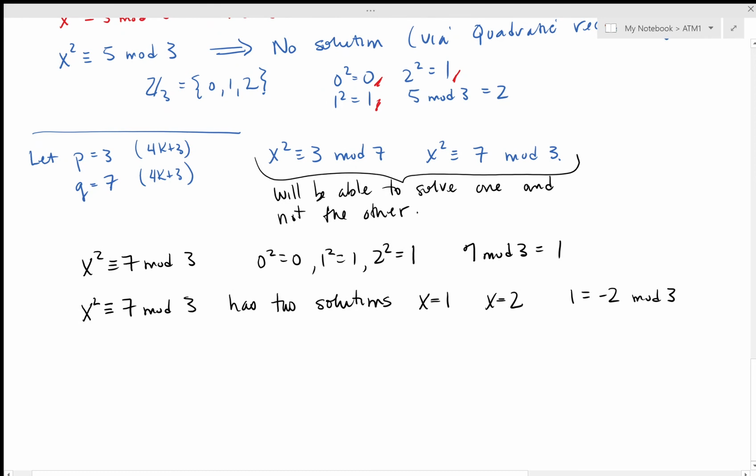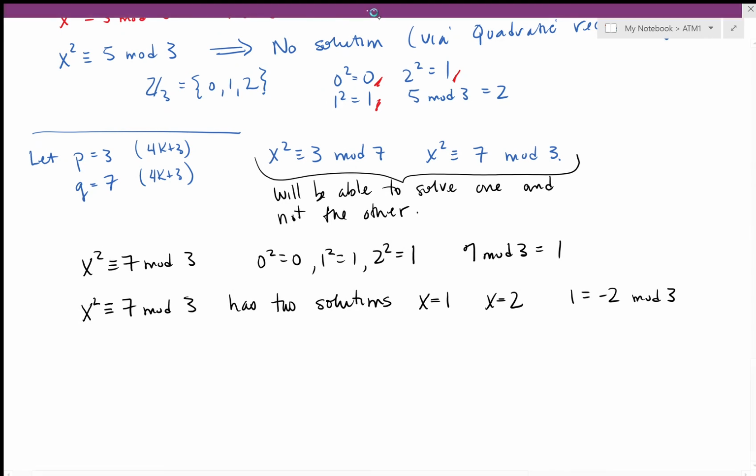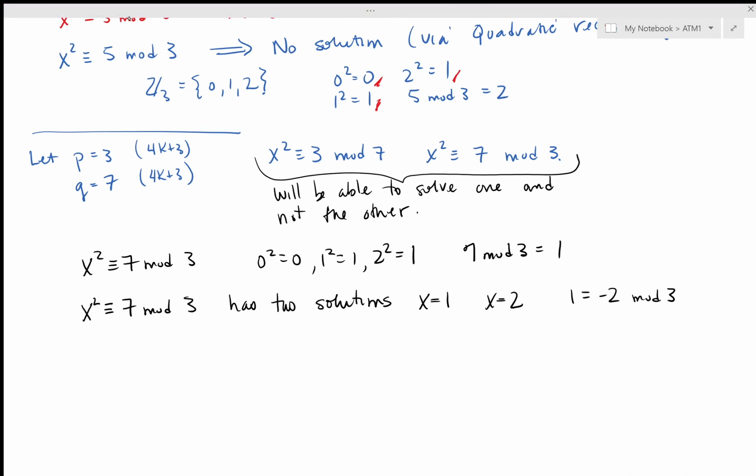Okay, now what do I know? I now know I've solved that one. So then I look and I now know, with no further calculations, that this congruence, x squared congruent to 3 mod 7, is not solvable.